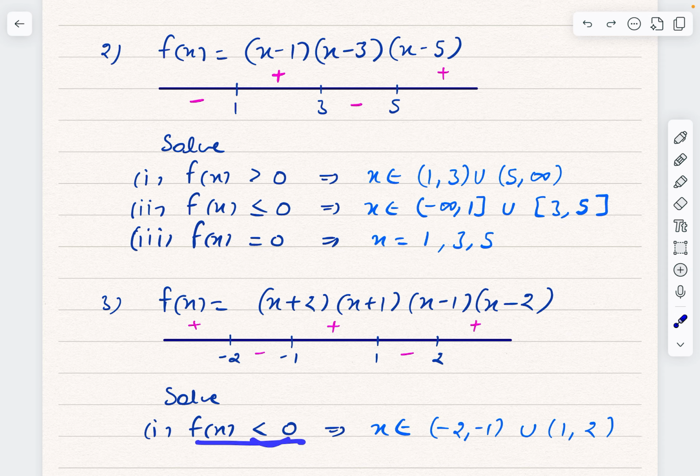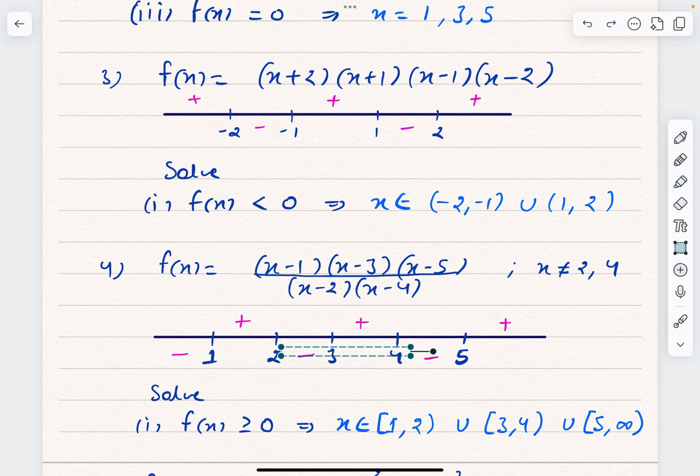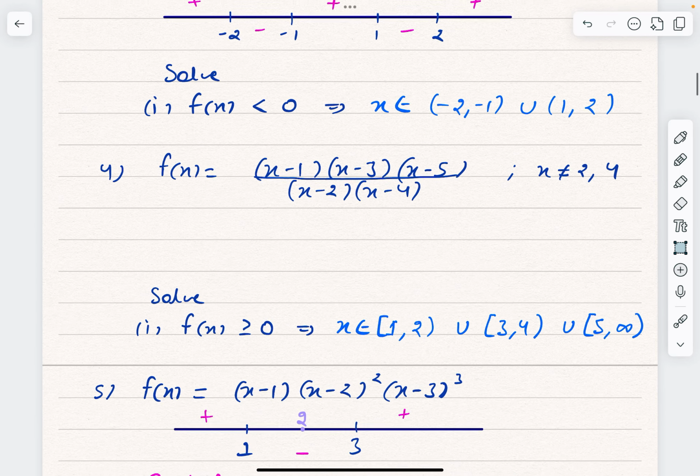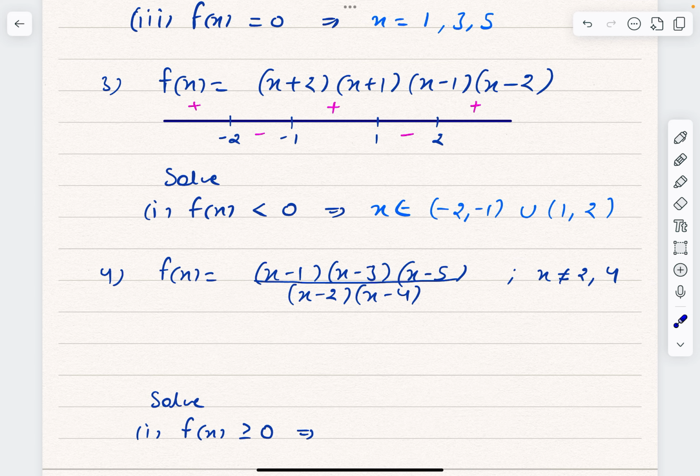You want strictly less than 0. So less than 0 will be between them. So the answer will be minus 2 to minus 1 union 1 to 2. All the brackets are open. I hope it is clear. Let us go to the next problem. Okay, now you all can take a pause and try this problem once yourself. Okay, we'll discuss now.